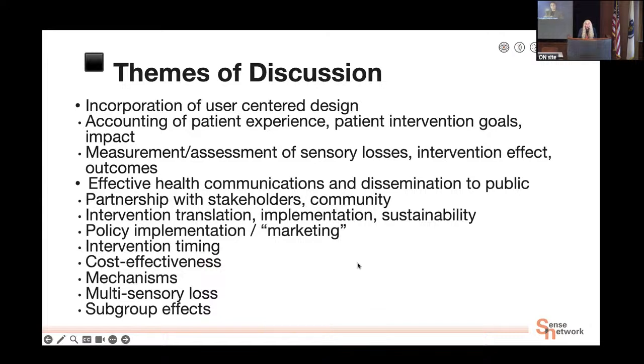Marketing. So how do we make hearing aids sexy, for example? Turns out you can probably do it, right? Apple's done a great job with design, but we really haven't thought a lot about this. So getting the acceptability of some interventions or sensory devices into the culture, to make them more appealing, is something that we could all work on. What do those marketing strategies look like? Again, how do you make hearing aids sexy? We talked a lot about cost effectiveness, and then some of the common themes, multisensory loss and subgroup effects. Okay.